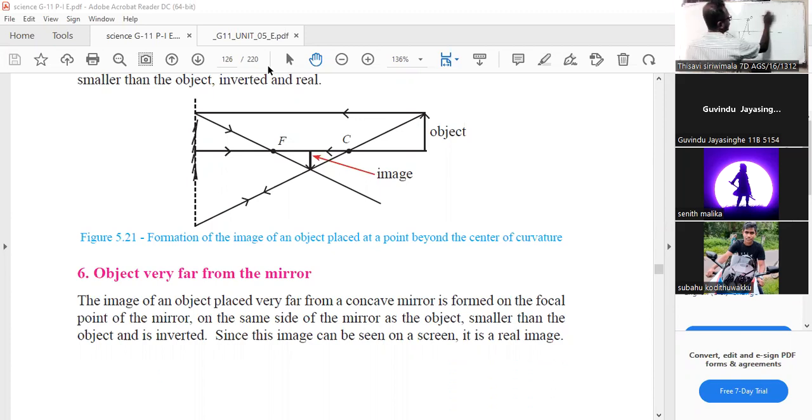So we'll write the properties. Real image, then small. There's another word. Diminished. Diminished is another term for the small images. Okay.